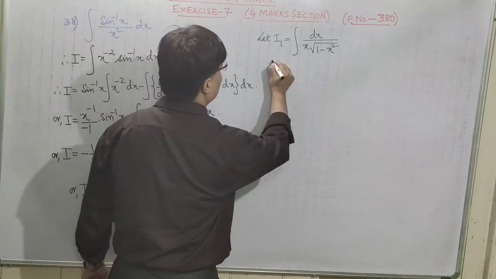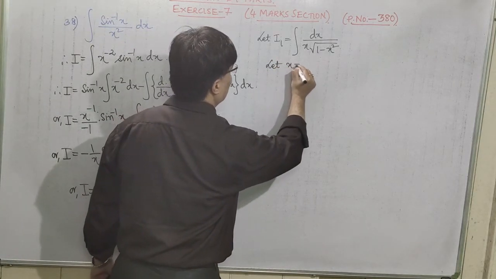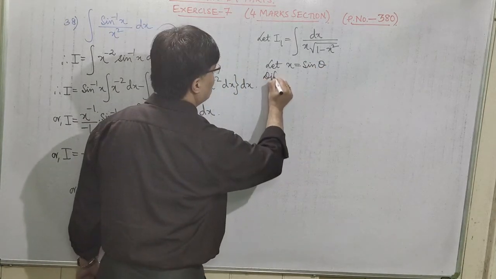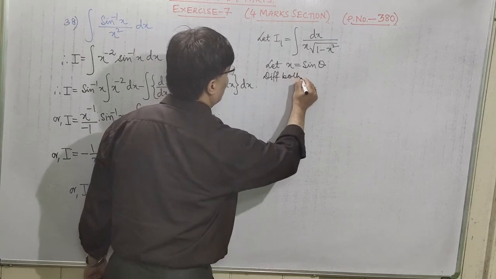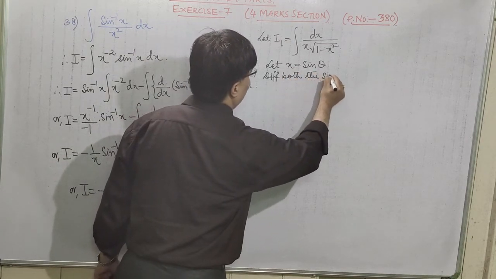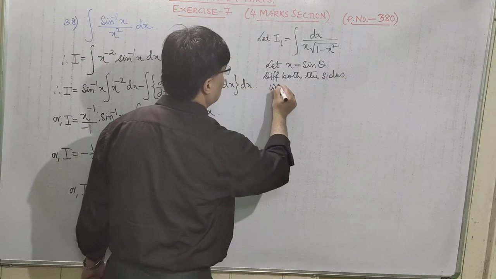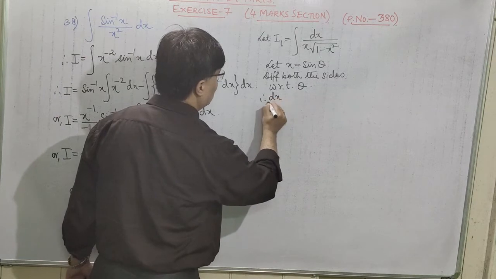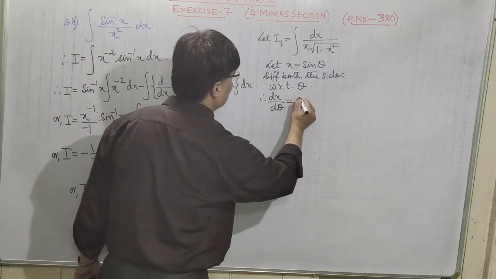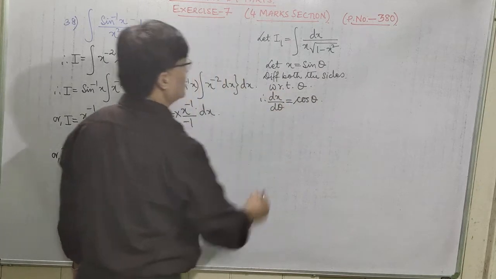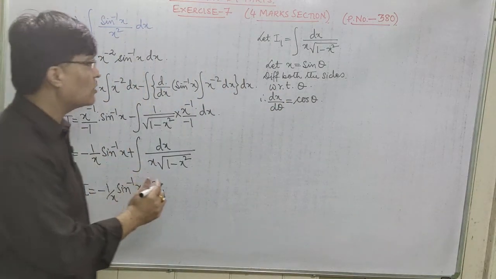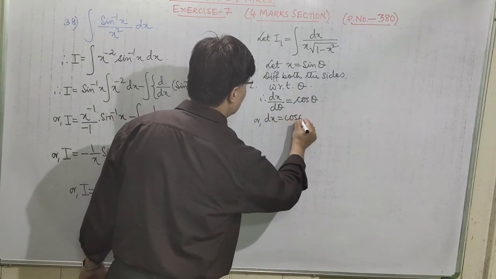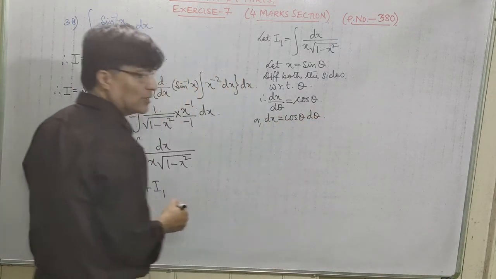So let us do the trigonometric substitution out here. Let x is equal to sine theta. Okay, so differentiating both the sides with respect to theta. So therefore dx by d theta is equal to, this is your cos theta, isn't it? What is the differentiation of sine theta? It is cos theta. Now let's do cross multiplication. dx is equal to cos theta d theta.